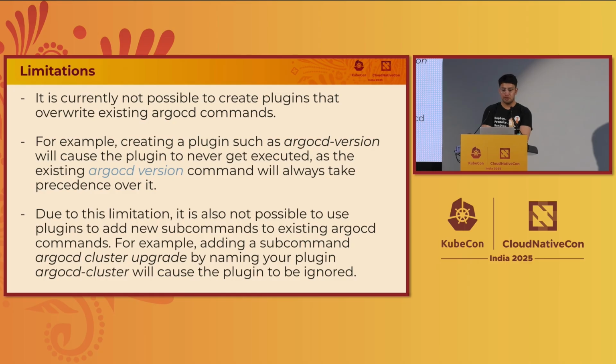The reason is, how is ArgoCD hyphen version going to get executed? It's going to get executed as ArgoCD, and then everything after ArgoCD hyphen, which is version, is treated as a normal subcommand. But ArgoCD version is already a normal subcommand that exists in the code, so it's going to get ignored. We'll see that in the demo, and that's the example I have given as well.